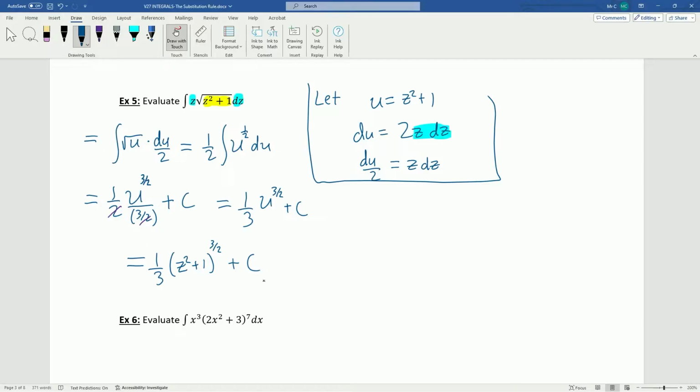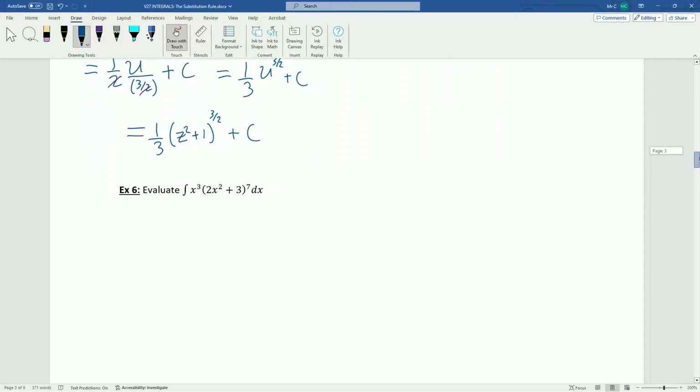Moving on. Again, look for a function inside of another function. Here I've got (2x squared plus 3) to the 7th power.